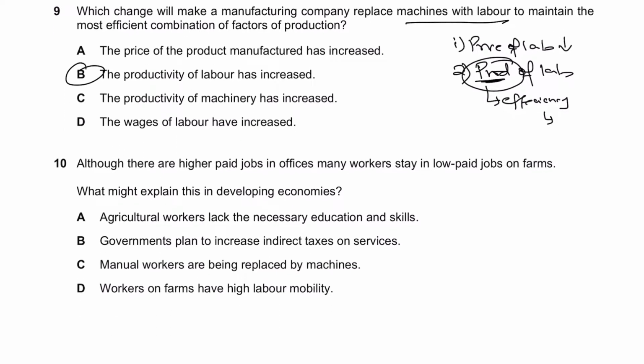Question number 10 says, although there are higher paid jobs in offices, many workers stay in low paid jobs on farms. Okay, what might explain this in developing countries? Developing countries are poor countries. Agricultural workers lack the necessary education and skills. Definitely, this is the correct answer, because in developing economies, a lot of farmers don't have the required education and skills to work in offices, in skilled jobs, and that creates a lot of over dependency on the agricultural sector.